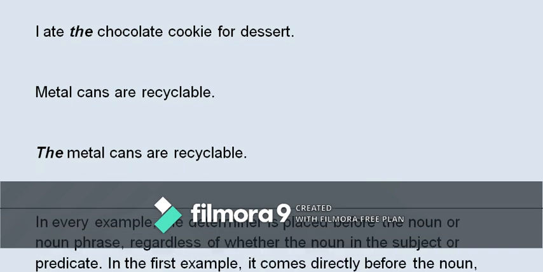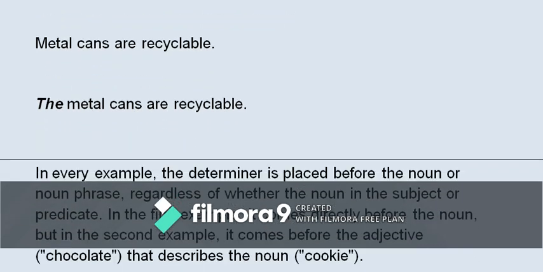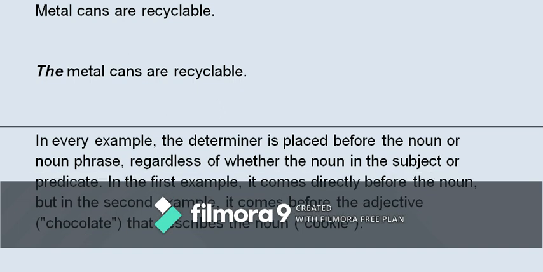Now I have just explained to you that determiners are present in all the sentences except one. In the first example it comes directly before the noun, and in the second example it comes before the adjective chocolate. Then we proceed further looking at these two examples, metal cans and the metal cans.